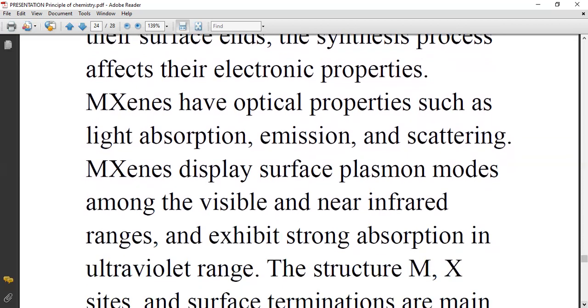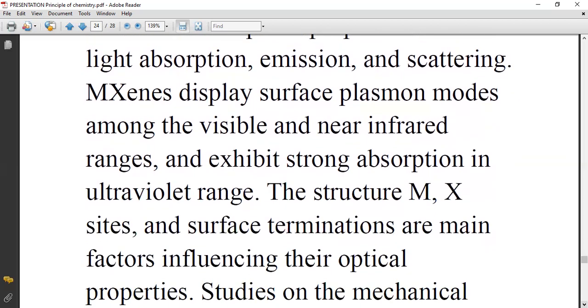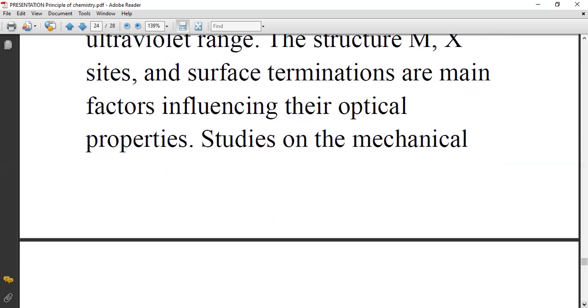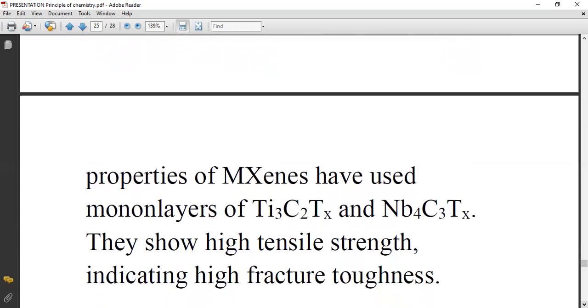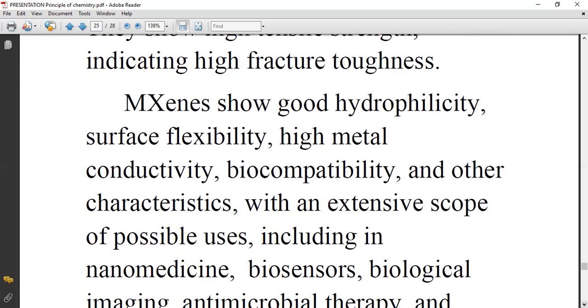MXenes have optical properties such as light absorption, emission, and scattering. MXene displays surface plasmon modes in the visible and near infrared range and exhibits strong absorption in the ultraviolet range. The structure, M elements, and surface termination are main factors influencing their optical properties. Studies on the mechanical properties of MXene have used monolayers of MXene. They show high tensile strength, indicating high fracture toughness.